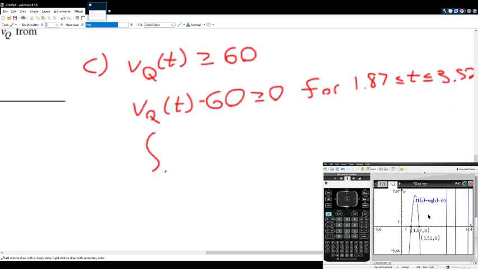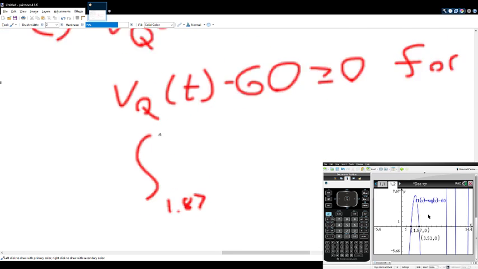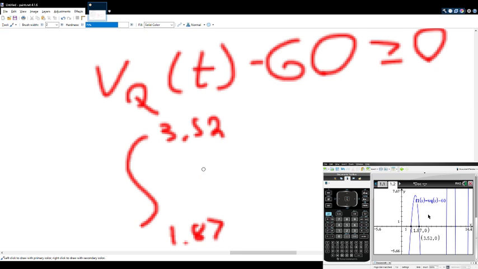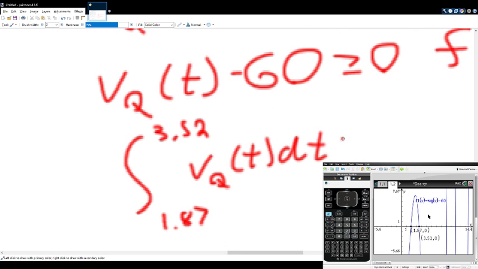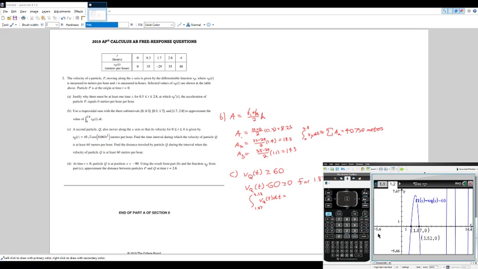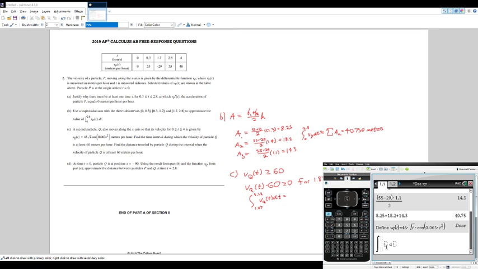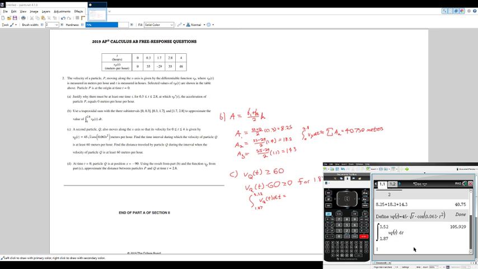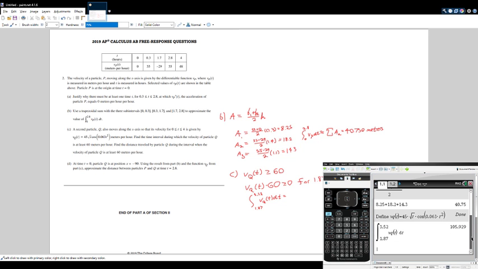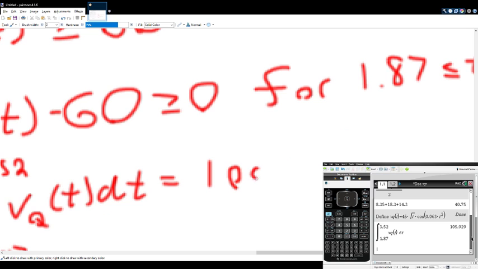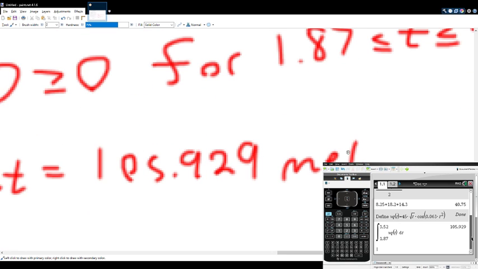So the integral from 1.87 to 3.52 of vq of t dt, which is equal to, on our calculator, the integral from 1.87 to 3.52 of vq of t dt. This is 105.929. And don't forget units, which are meters.